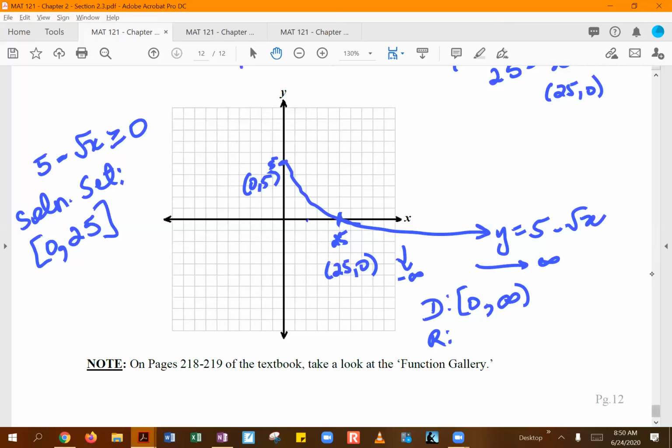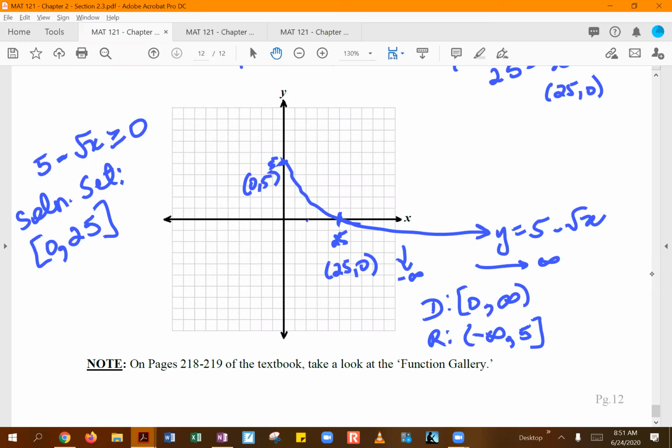Now remember, when you're writing interval notation, we put the smaller number first. So that's why we write negative infinity first. And of course, you can see our graph stops at 5 on the y-axis. There's no graph above 5. So that's why you are stopping on the range at 5. And of course, we include 5 because we do have a point at 5. So yeah, your range is going from negative infinity to 5.